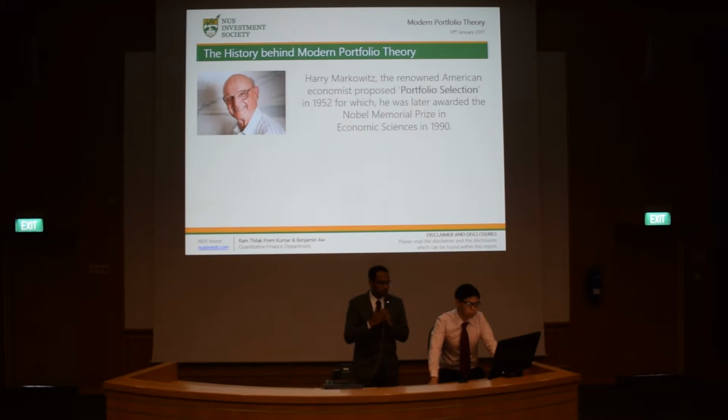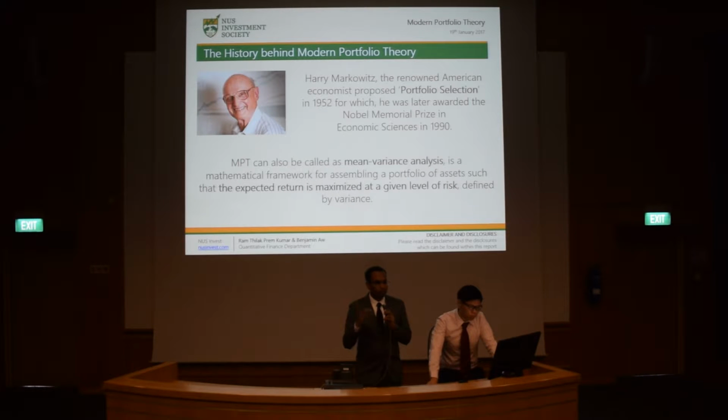So that's a bit of history about the modern portfolio theory. It was first published in 1952, in a paper called Portfolio Selection by Harry Markowitz, for which he was also awarded the Nobel Memorial Prize. Essentially, the theory is about mean variance analysis and how to devise a mathematical framework so that you can assemble a set of securities at a minimum level of risk. And the risk here is defined by the variance in the security.